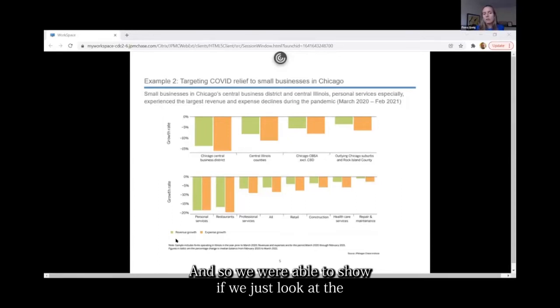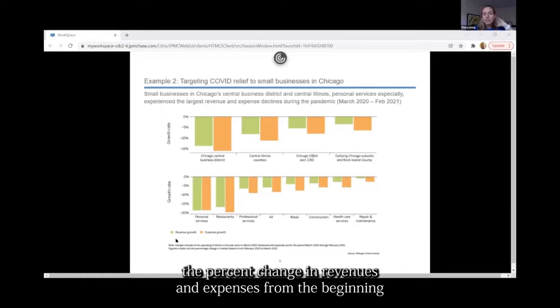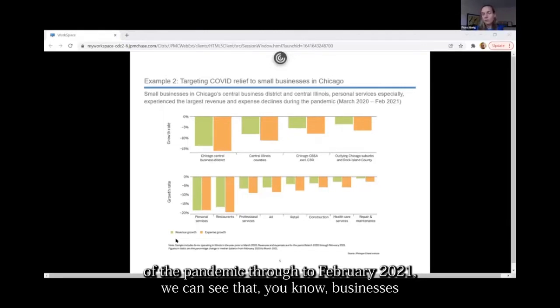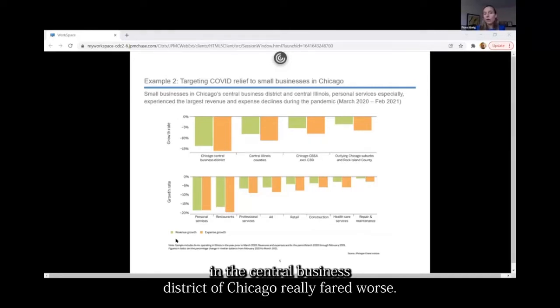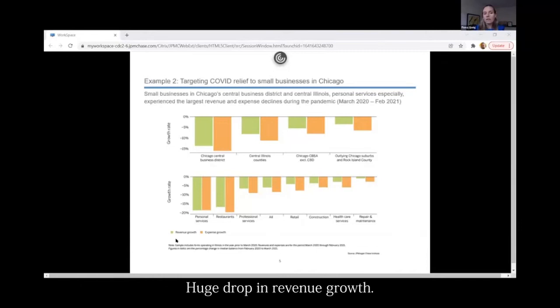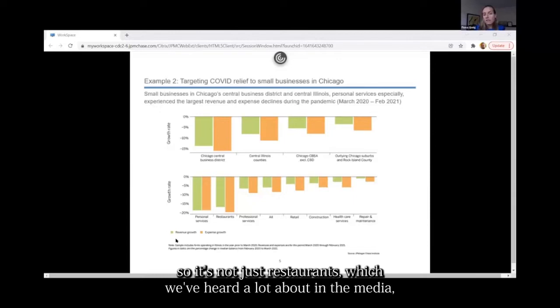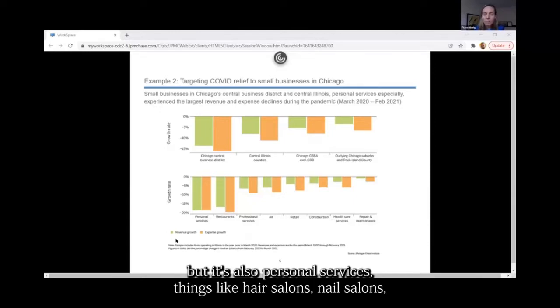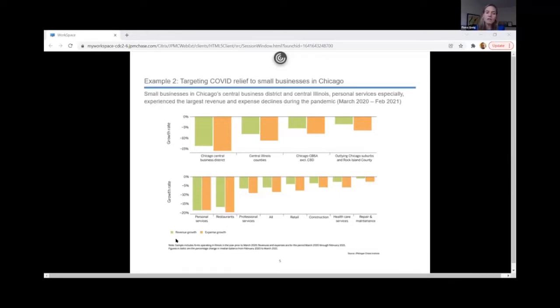And so, we were able to show if we just look at the percent change in revenues and expenses, from the beginning of the pandemic through to February 2021, we can see that businesses in the central business district of Chicago really fared worse. Huge drop in revenue growth, huge cutback in expenses. And by industry, it's not just restaurants, which we've heard a lot about in the media, but also personal services, things like hair salons, nail salons, dry cleaning, et cetera.